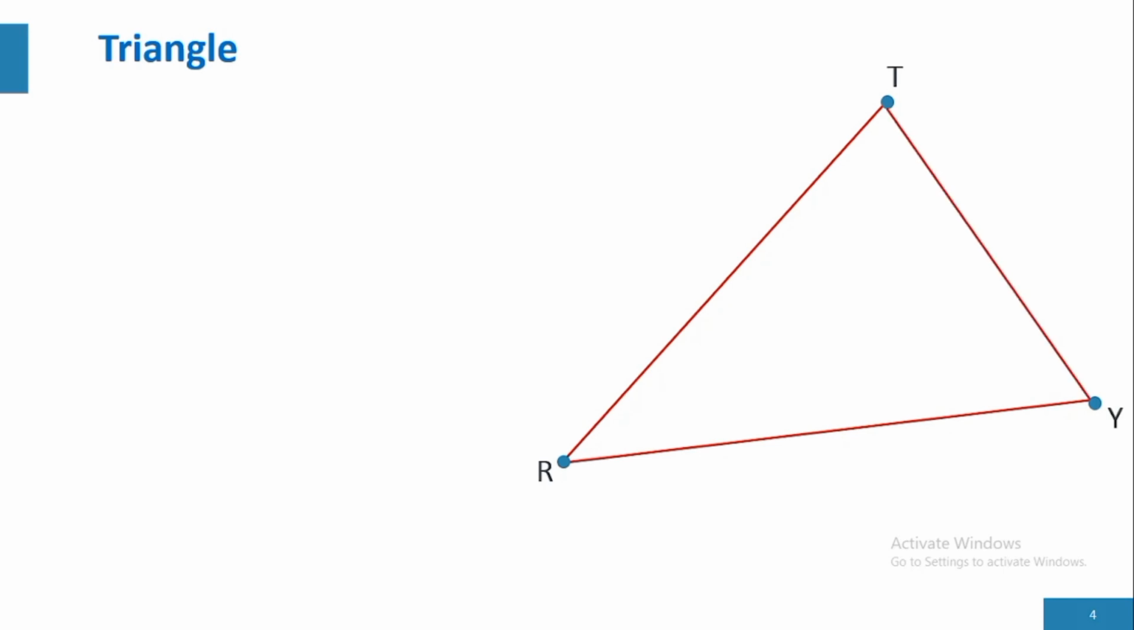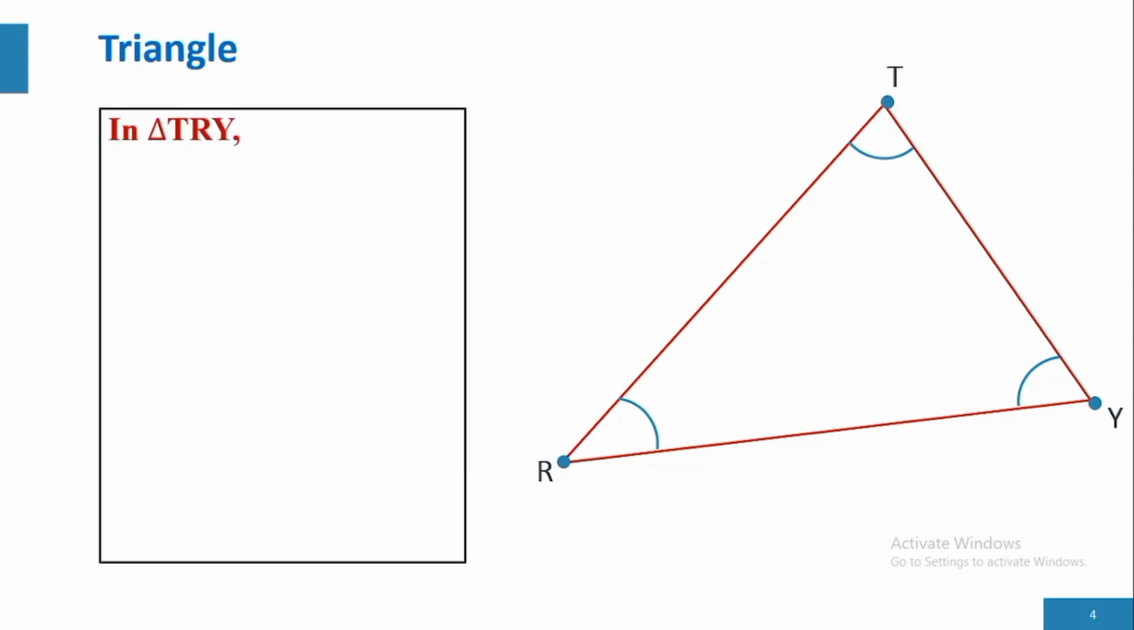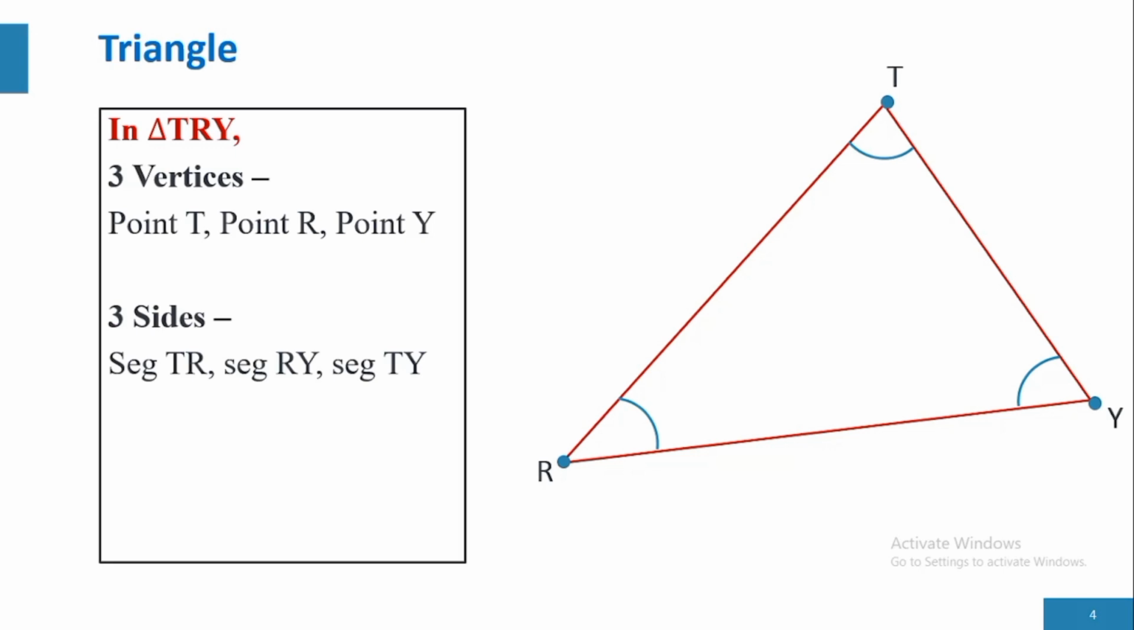What is a triangle, children? When three non-collinear points are joined by three line segments, a polygon is formed, which is called a triangle, which has three angles. As you can see on the screen, in triangle TRY, there are three vertices, that is point T, point R and point Y. There are three sides, that is segment TR, segment RY and segment TY. And there are three angles, that is angle T, angle R and angle Y. This is the basic thing about a triangle. Now let us start the 10 things which you must be aware of regarding triangles.